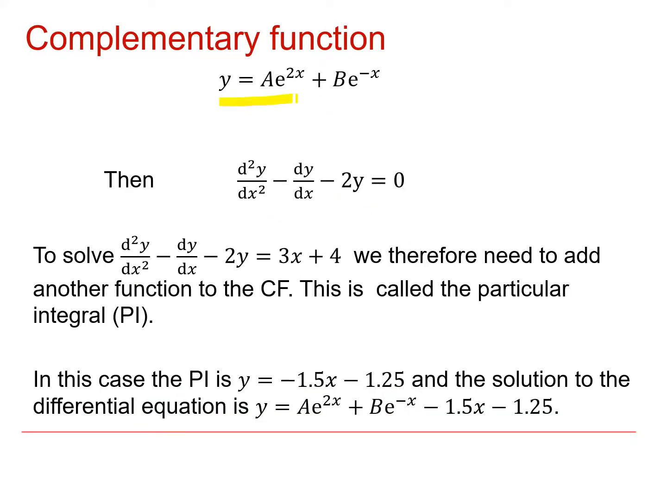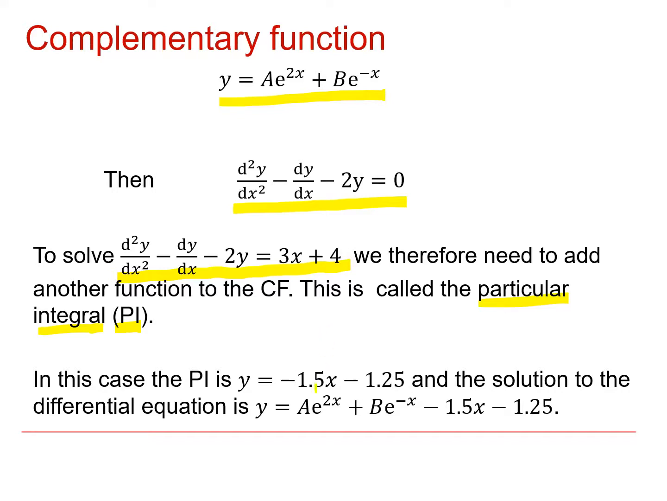So if the complementary function is this, then we know that this is equal to naught. And you could verify this by differentiating this a couple of times and plugging everything into here to see that you do in fact end up with 0. However, we want to solve this thing, which is not equal to naught but is equal to 3x plus 4. And so we therefore need to add another function to the complementary function. And this is called the particular integral. And again, we're going to give that letters. We're going to call that PI.